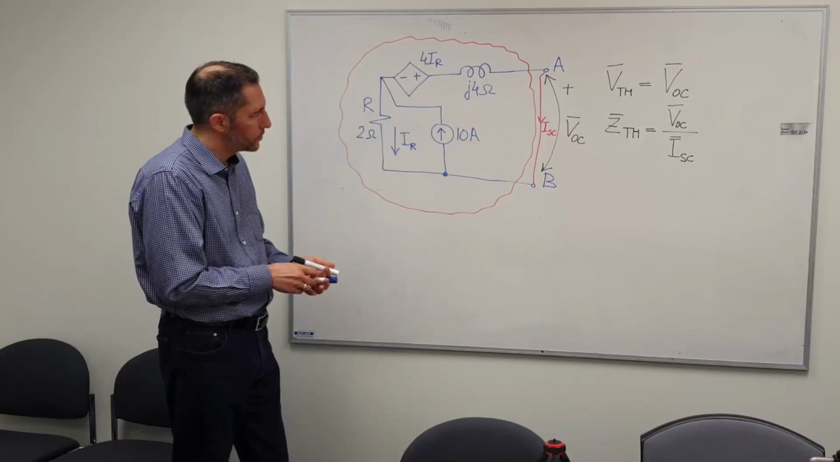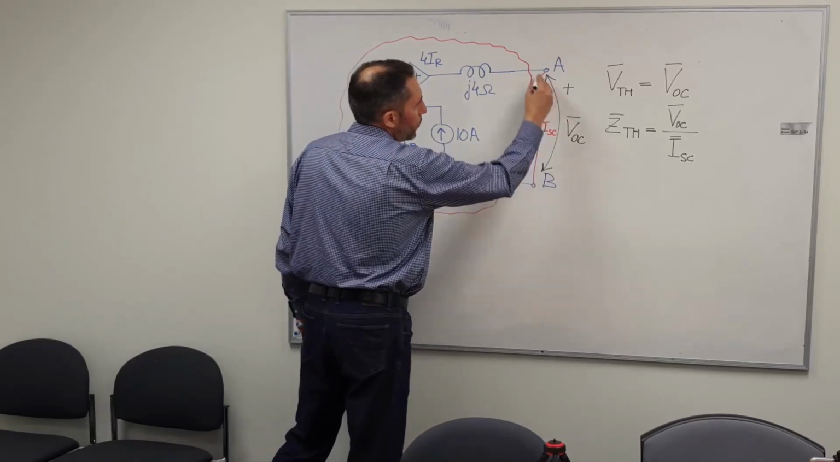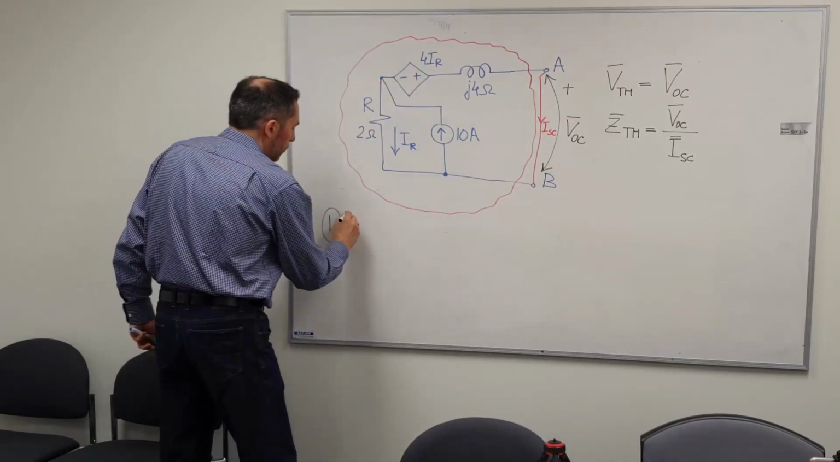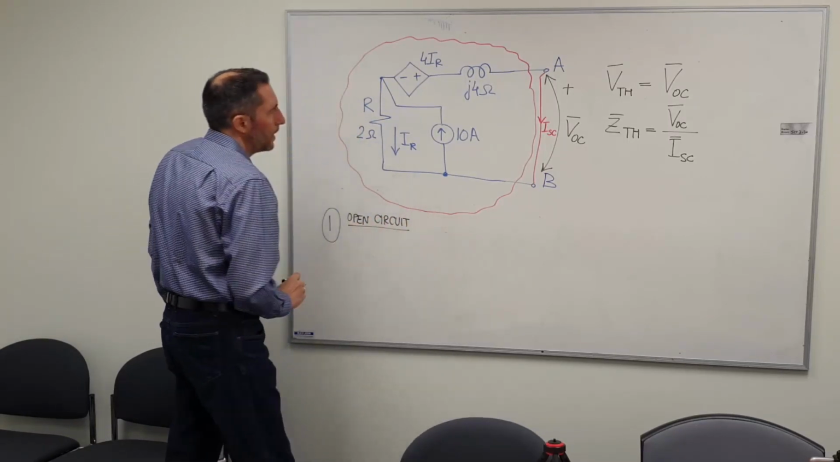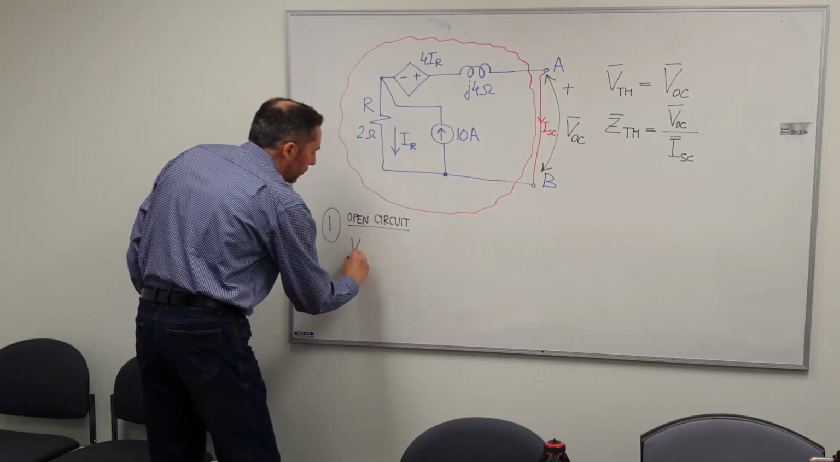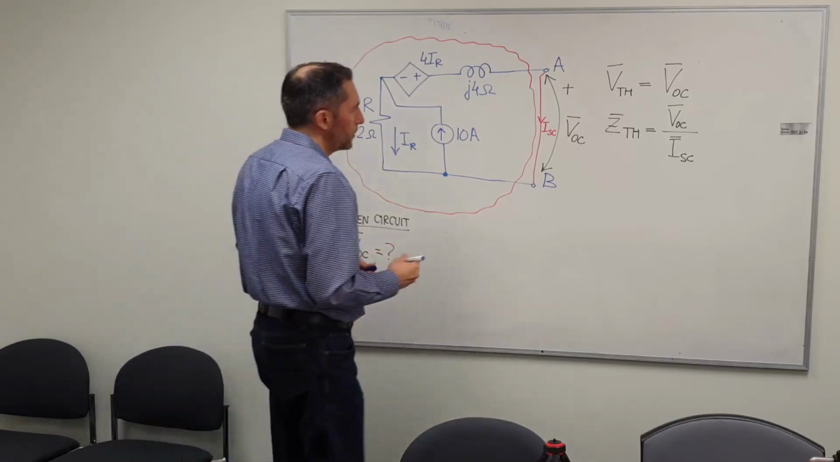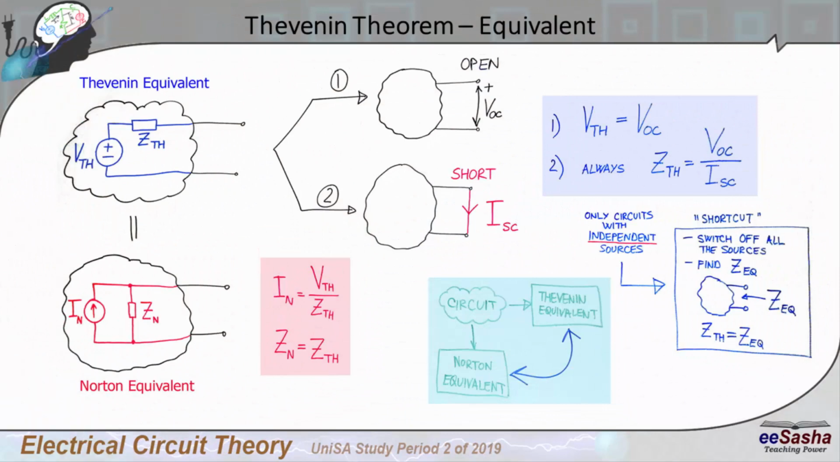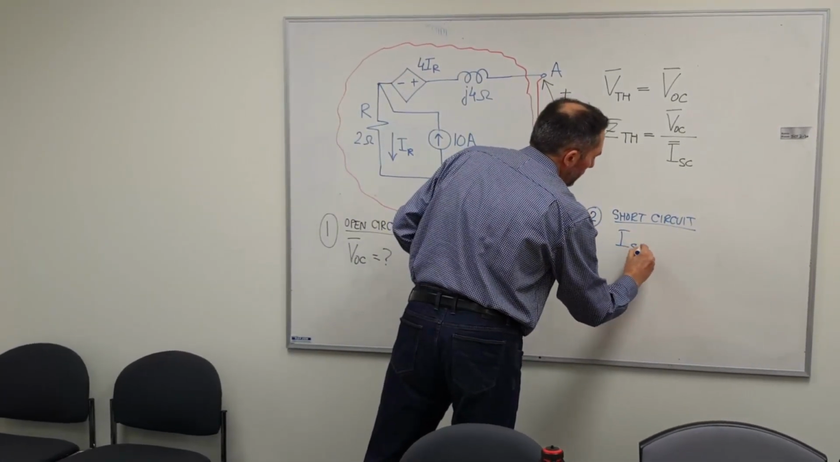Now I need to solve this circuit twice. The first solution will be when points A and B are open, so open circuit, and the objective is to find that voltage of open circuit. And then the second part will be when those two points A and B are shorted. So we will look at the short circuit, and in that short circuit we will need to figure out this current ISC.